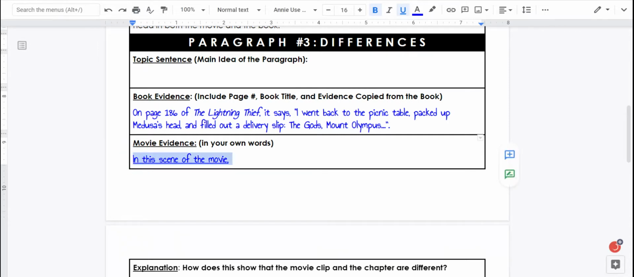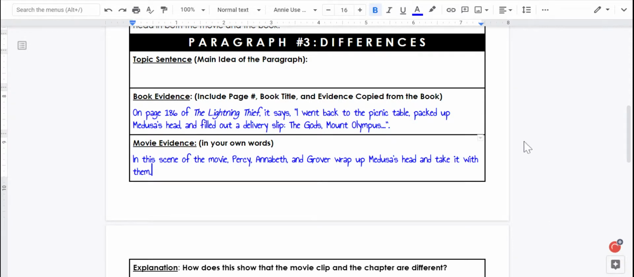again, if yours continues to underline, go ahead and change the format to get rid of the underline. And then in our own words, we need to explain what happened to Medusa's head in the movie. So I'm going to explain that by saying Percy, Annabeth, and Grover wrap up Medusa's head and take it with them. And that kind of explains in my own words what happened in the movie.